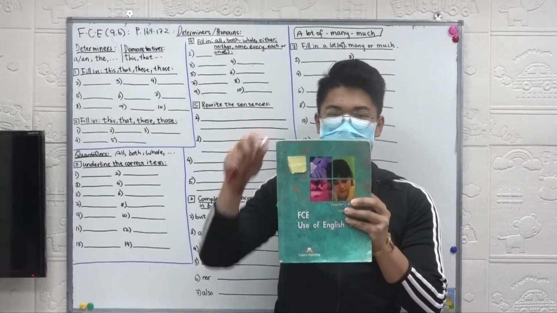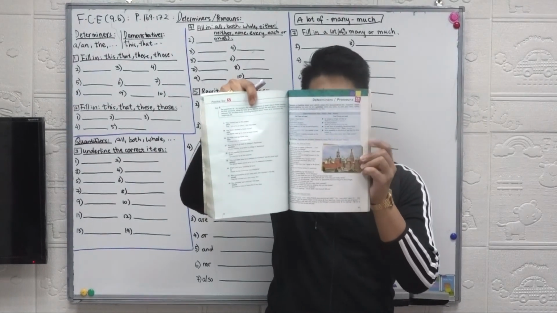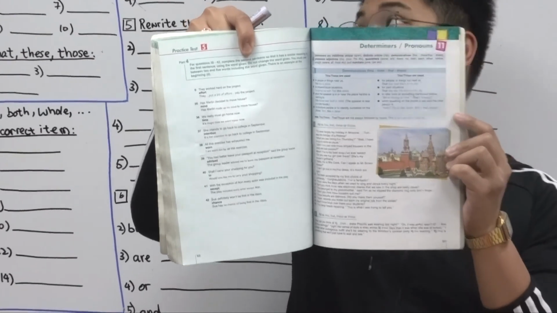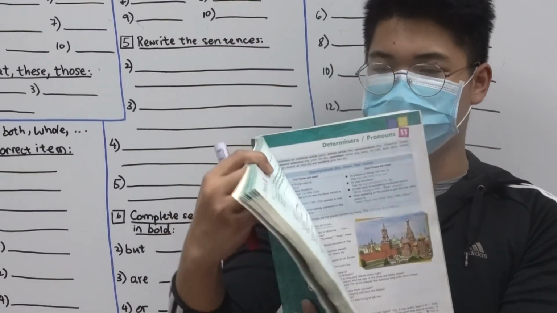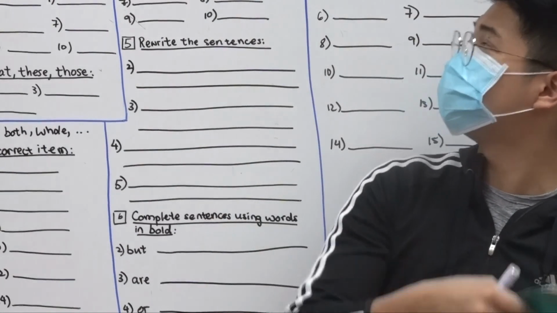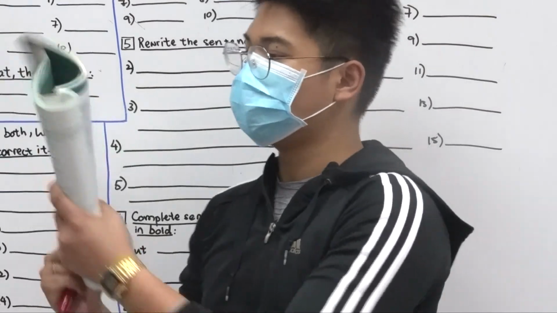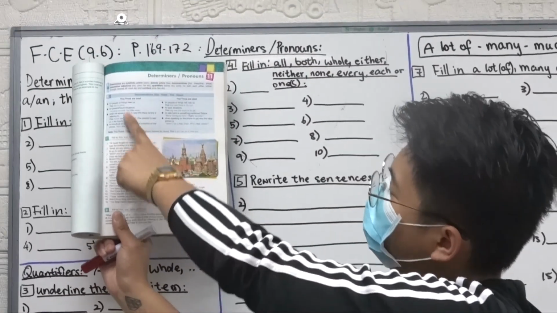And as I said from the last lesson, we're going to start a new topic. It's called determiners and pronouns, okay? So please open your book up to page 169 and we should start now. Alright, we have a couple of pages to do, so from 169 to 172. Just quickly, let's go through the tables at the top part of the page, alright?